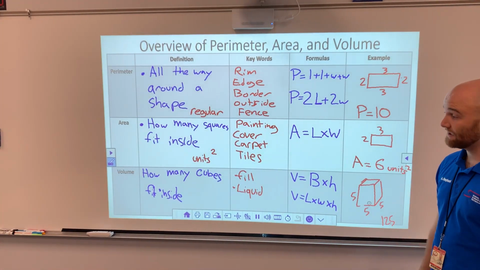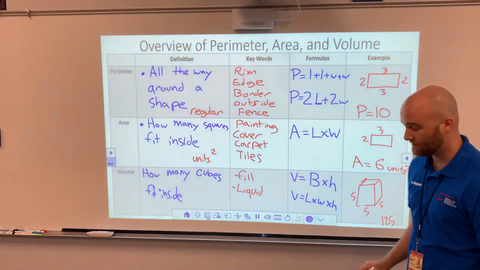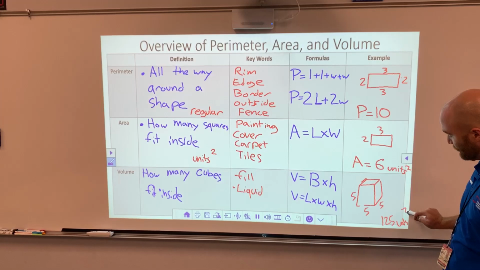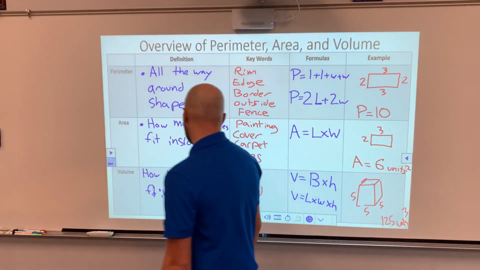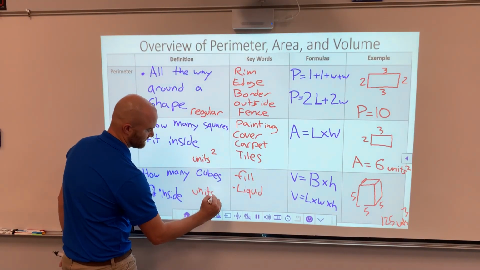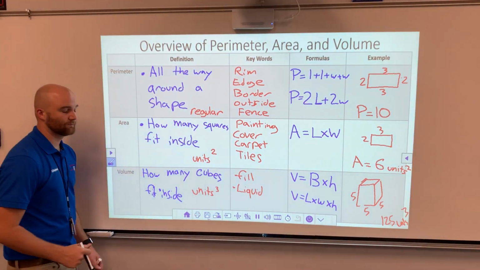Now for volume, because we said we want to know how many cubes are there, these are units cubed with a little 3 up top. And I'm going to write units cubed over here with a little 3.